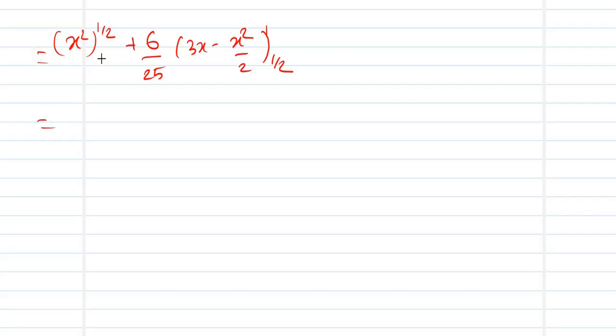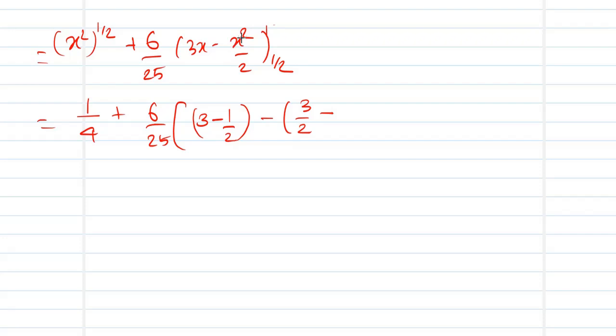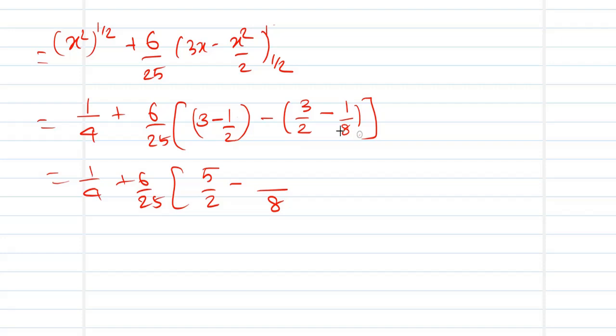So this gives us half the whole square, which is 1 by 4. Then 6 by 25 times 3 into the upper limit 1, so 3 minus 1 by 2, minus the lower limit x is half, so 3 by 2 minus 1 by 2 the whole square, which is 1 by 4. 4 2s are 8, so it is 1 by 8. Now simplify it: 6 by 25 times (3 minus half). 3 2s are 6, 6 minus 1 is 5 by 2, minus 1 by 8, and 8 is the LCM. 4 3s are 12, 12 minus 1 is 11. So this makes it 1 by 4.